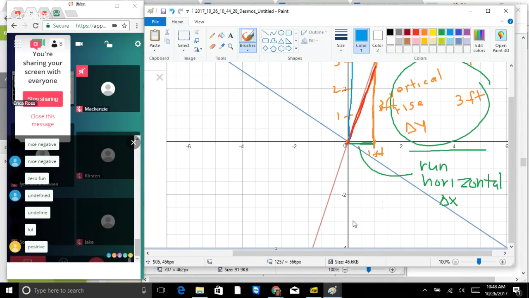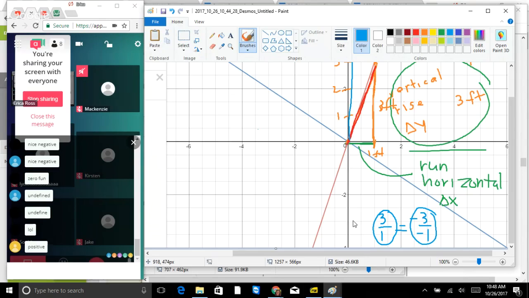All right. What's another way to write a slope of 3? Or 3 over 1. We could also write it as negative 3 over negative 1. Okay. Would you agree that these two are the same? 3 over 1 and negative 3 over negative 1 are the same? Because they just cancel each other out, right?